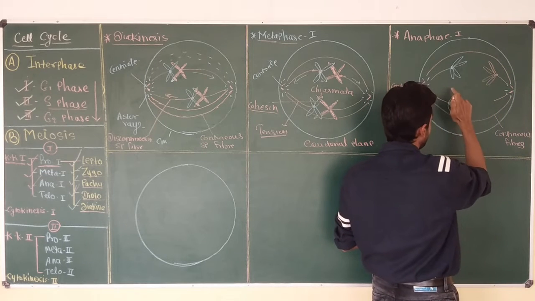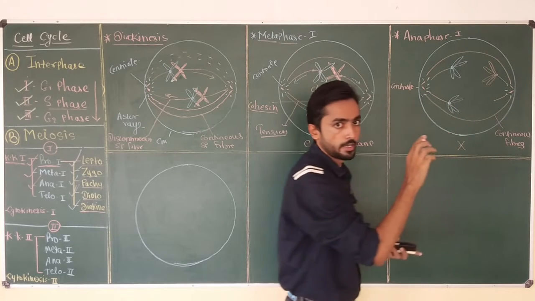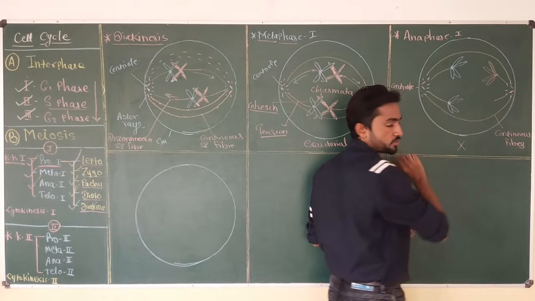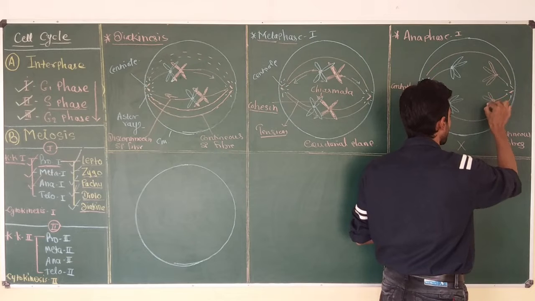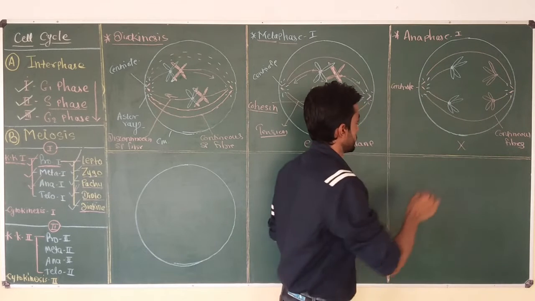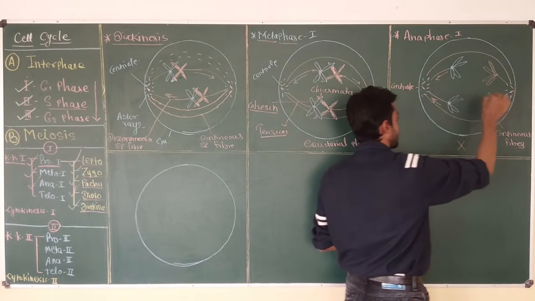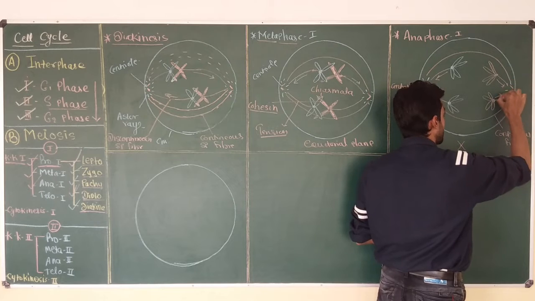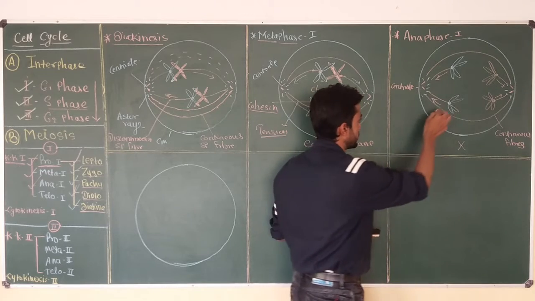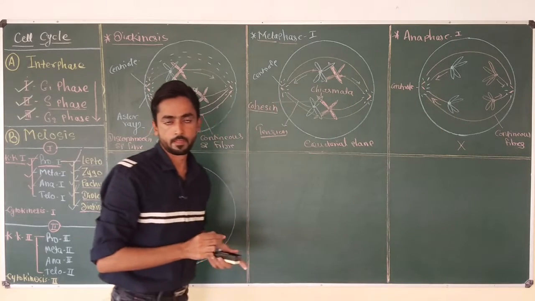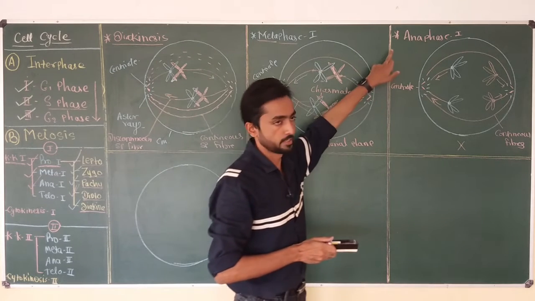Due to the pulling force, instead of looking like the normal X-shaped chromosome, the chromosome will now look like quite different structures. So this spindle fiber is pulling the chromosome towards one pole while the remaining spindle fiber pulls the chromosome towards the other pole. This happens due to contraction of the chromosomal spindle fibers. This is the first change that occurs during anaphase 1.